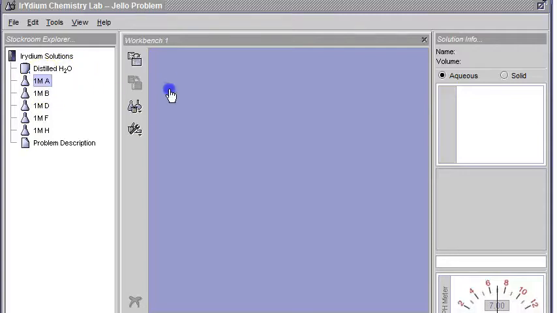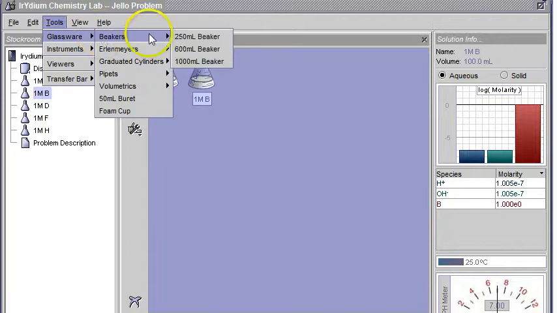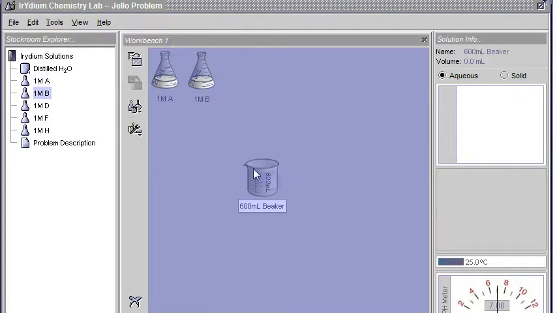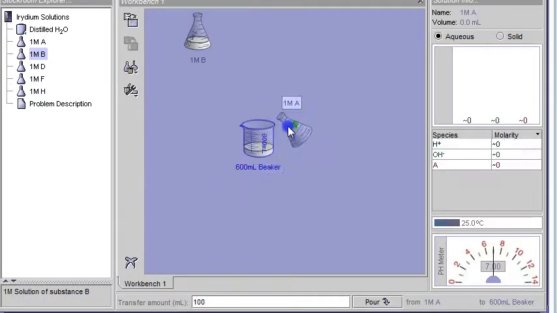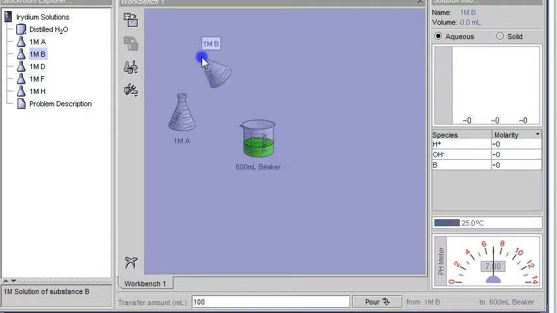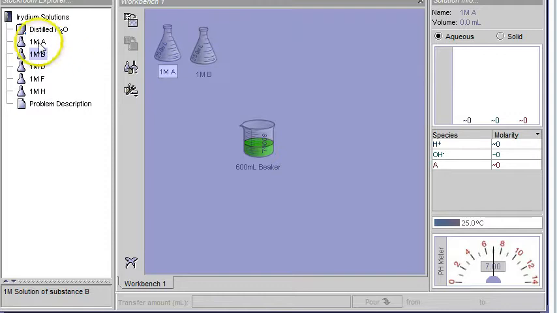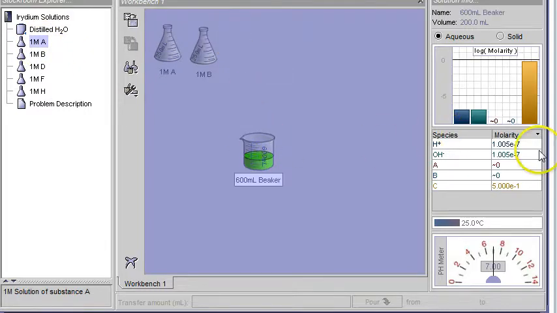Hello class. When you first try the lab, it seems easy enough, but you rapidly run into a little complication. Let me show you what that complication is. I'm going to put all of the A into this beaker and all of the B into this beaker. You can get as much A and as much B as you want by grabbing additional flasks, just so you know. Now in this beaker, there is only C. You can see there's no A, there's no B, there's only C. C is 0.5 molar. That's the complication.